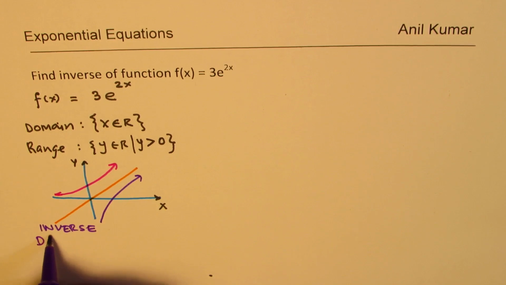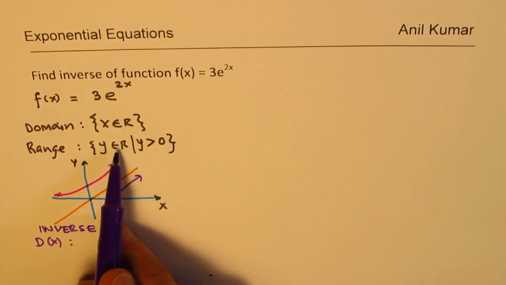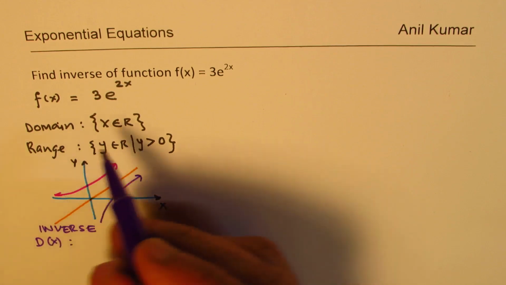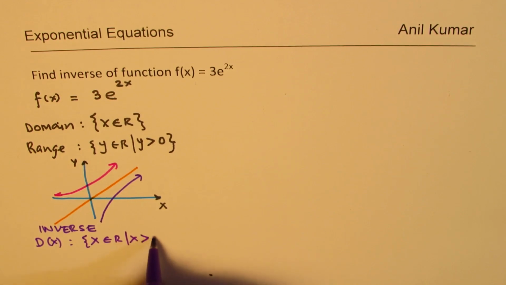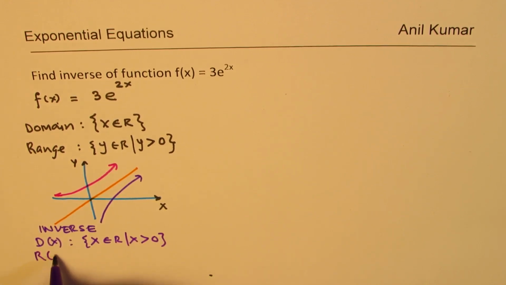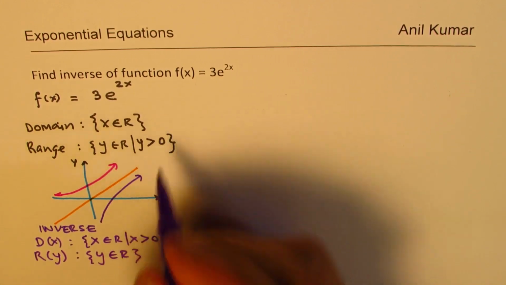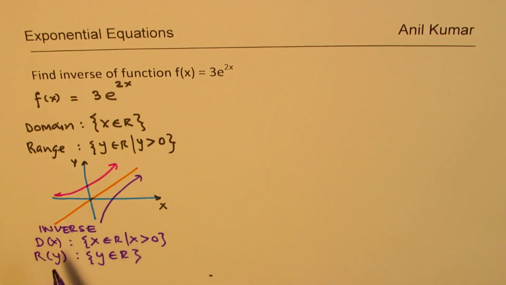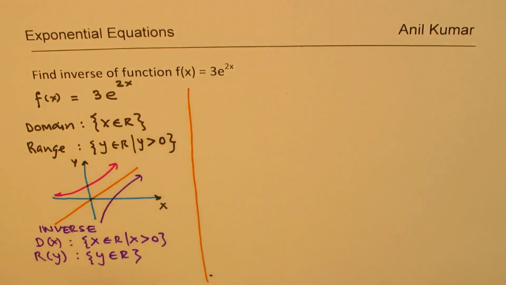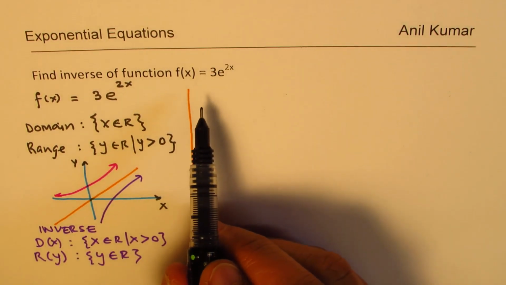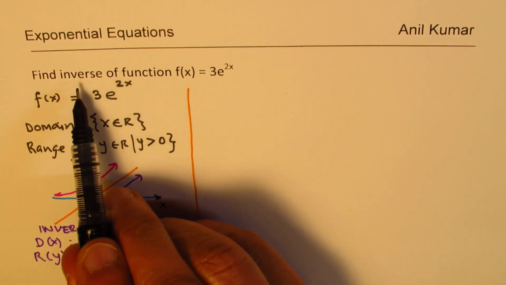As far as the domain of this inverse function is concerned, it will flip, right? So domain and range, they will flip. So the domain will be x belongs to real numbers where x is greater than 0, and the range will be y belongs to real numbers, correct? So whenever you're talking about a function and its inverse, domain and range swap. So that is the first part. We should definitely talk about domain and range for a function when we are talking about the inverse of a function. Now let's look into the process of finding the inverse.